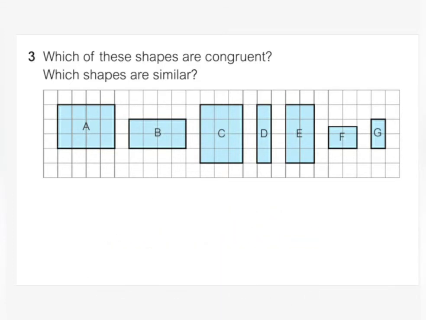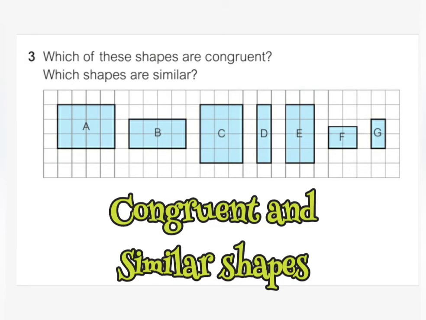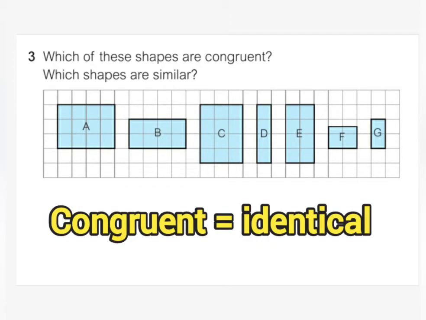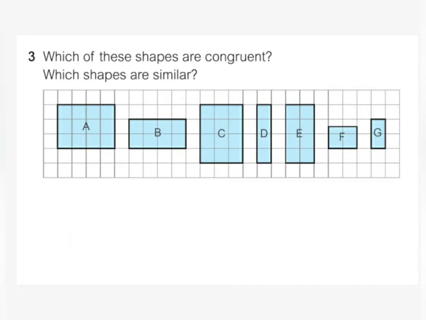In this video we're going to talk about the difference between congruent and similar shapes. Now you have to know the meaning of these words so you can differentiate between the shapes. Now, congruent means what? Being congruent means identical. And identical means what? It means having the same side lengths and the same angles. So having the same side lengths and the same angles means congruent.